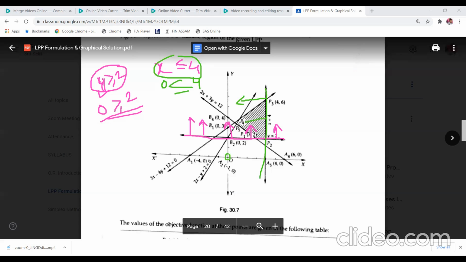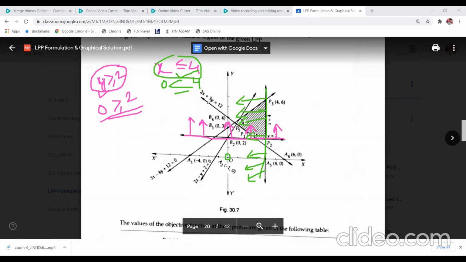So obviously the solution region will be what? To the left of this line. The right region will not be the solution region, because in the solution region of this line, origin will be there. So the solution region of this line should be this side, to the left of the line.